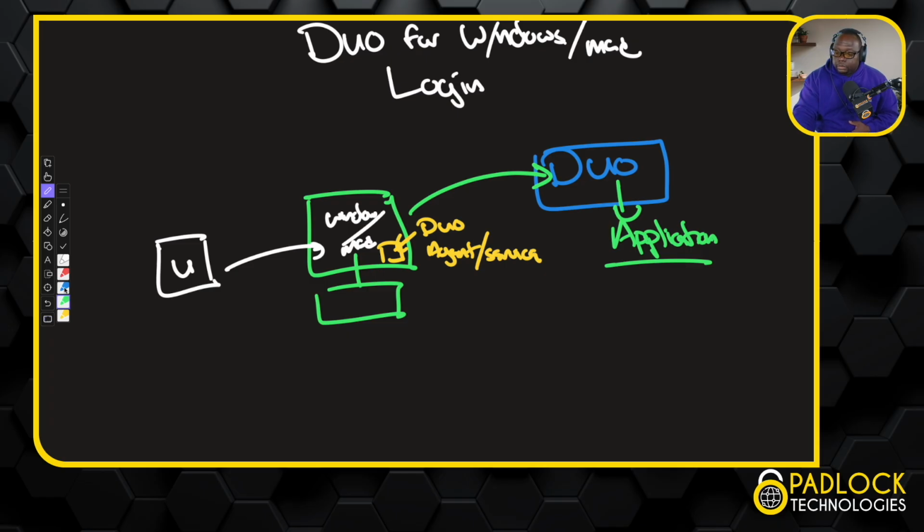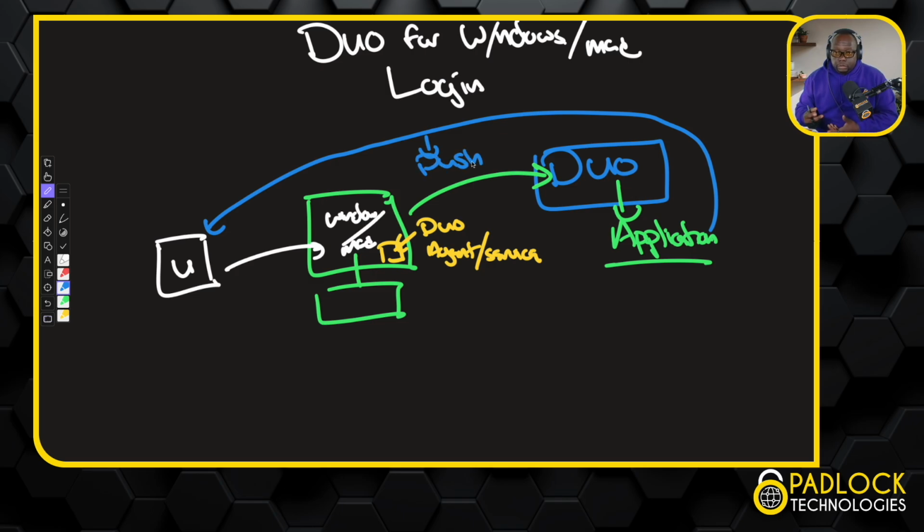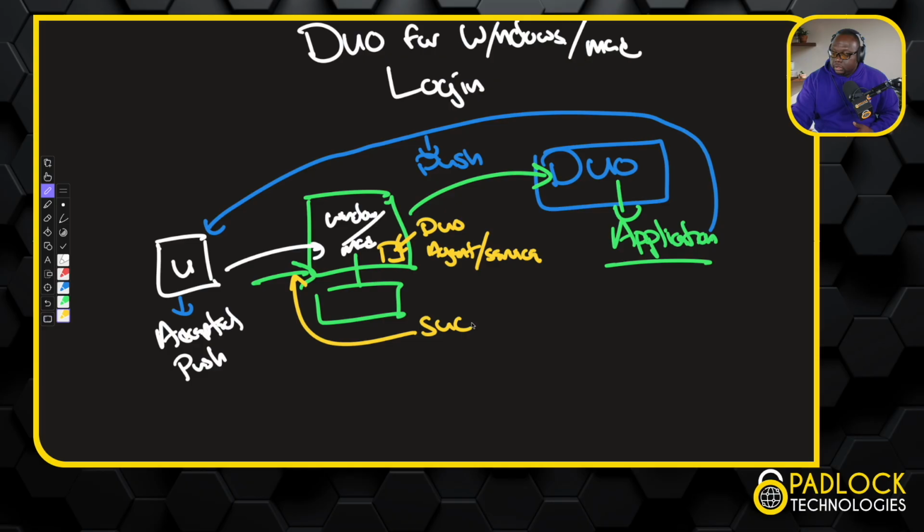Then what Duo will do is your typical Duo push. The application will go back to you with a Duo push. So we're going to say this is the push. Then you, with your phone, will need to accept the push. All right, and when you accept the push, it will actually let you log in successfully. So this will be a successful login.